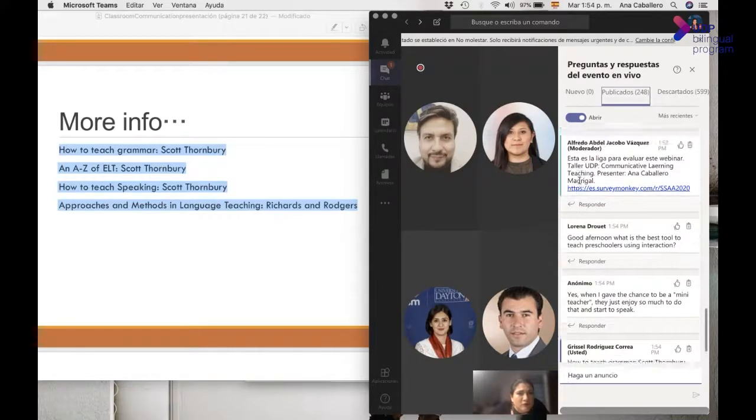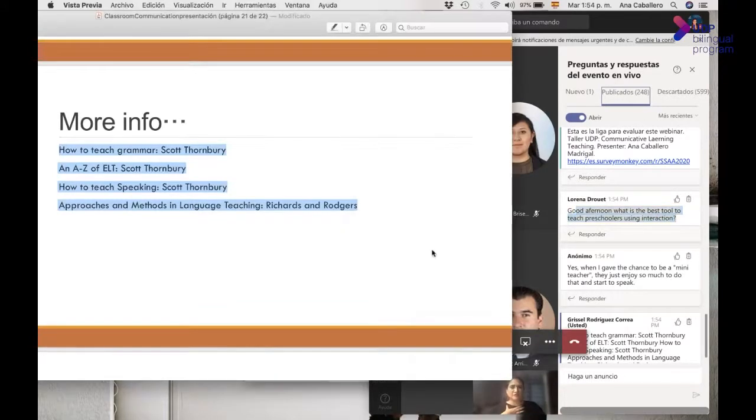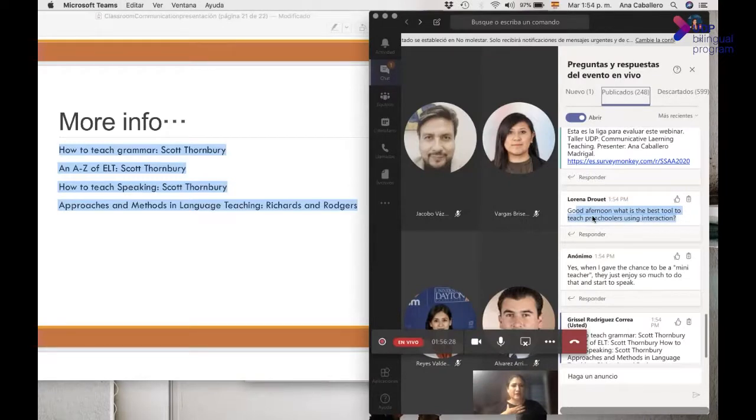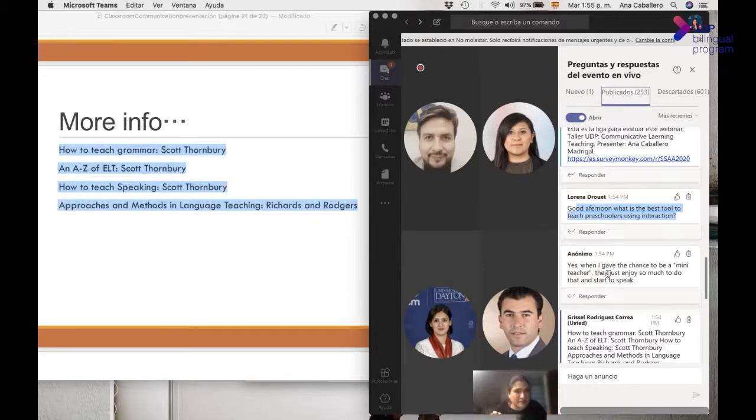What is the best tool? Oh, perfect. Good afternoon. What is the best tool to teach preschoolers using interaction? Okay, there is no best tool, but what I would recommend is you can give them colors or stickers, or you can give them different animals every 2 weeks. I've seen and I've done this before, like this week, let's talk about teams of 3, you are caterpillars, and you are butterflies and you are bears. And every time we're working in teams, they get together depending on the animal they are that week.